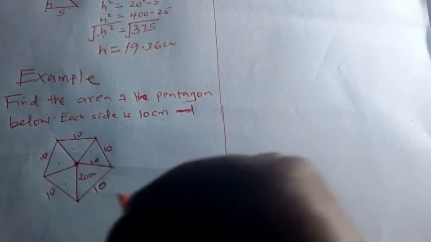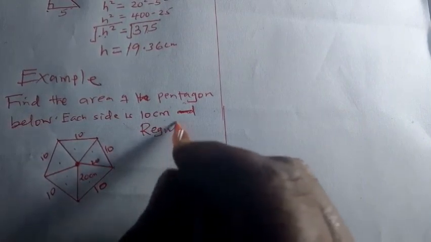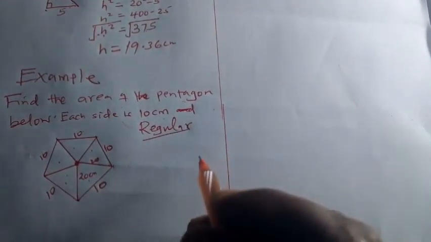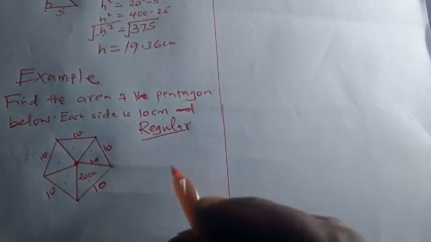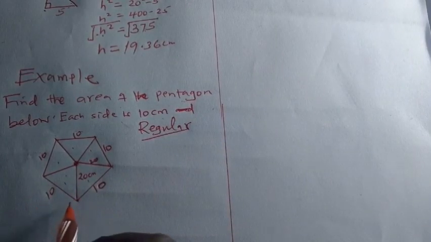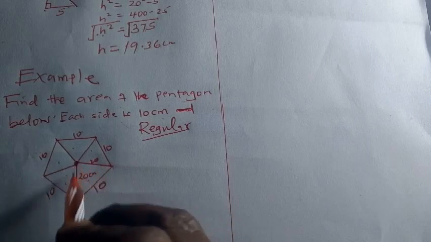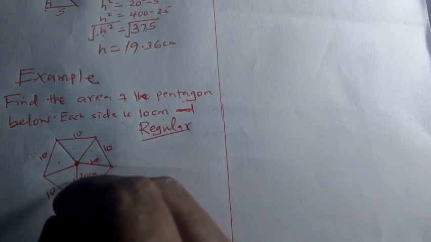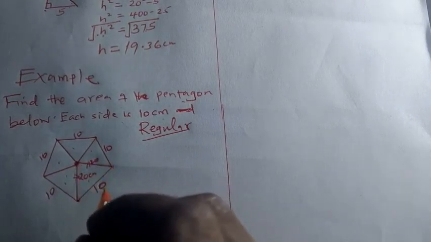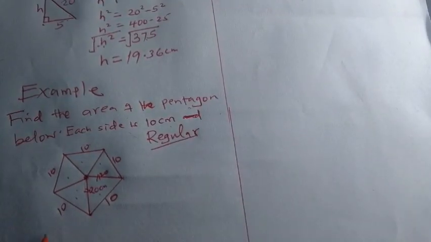This is 10, this is 10, this is 10. All sides are equal, because these are called regular. We are dealing with regular pentagon or polygons. Now if that is the case, what you need to do is to extract this triangle. And this triangle is called isosceles, because this side and this side are equal. Therefore it is called an isosceles triangle.